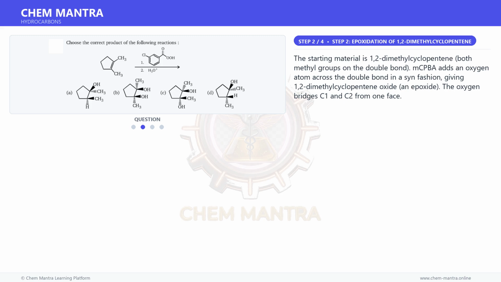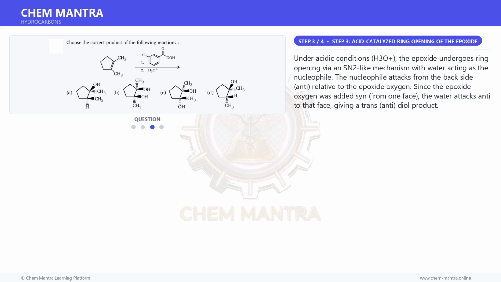Moving on to the next step. The starting material is 1,2-dimethylcyclopentene, both methyl groups on the double bond. mCPBA adds an oxygen atom across the double bond in a syn fashion, giving 1,2-dimethylcyclopentene oxide, an epoxide. The oxygen bridges C1 and C2 from one face.